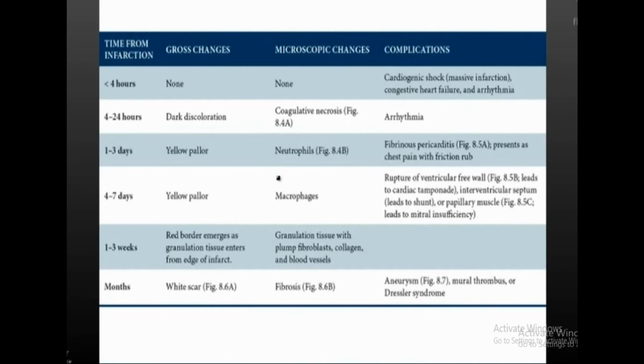And the first one is less than 4 hours. The initial process after myocardial infarction is cardiogenic shock, due to massive infarction, and congestive heart failure and arrhythmia. Okay, these are the points we need to remember, and after that we will see some pictures which will help you for easy understanding of this concept.